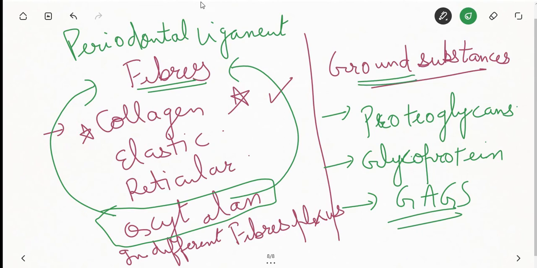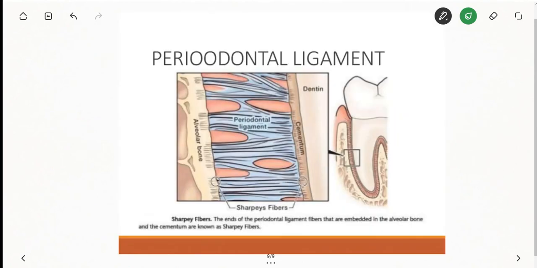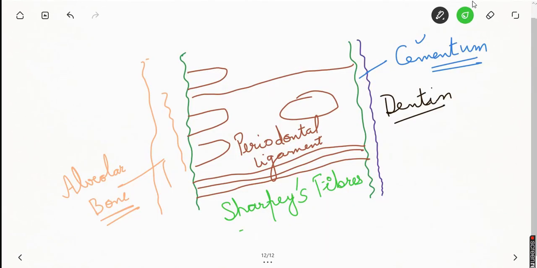So type 1 and type 3 are the most abundant fibers. The important part is the Sharpey's fibers. So what are these Sharpey's fibers? The terminal portion of the principal fibers that are inserted into the cementum. So this area is the cementum. These are the principal fibers that are inserted into the cementum. These represent the Sharpey's fibers.